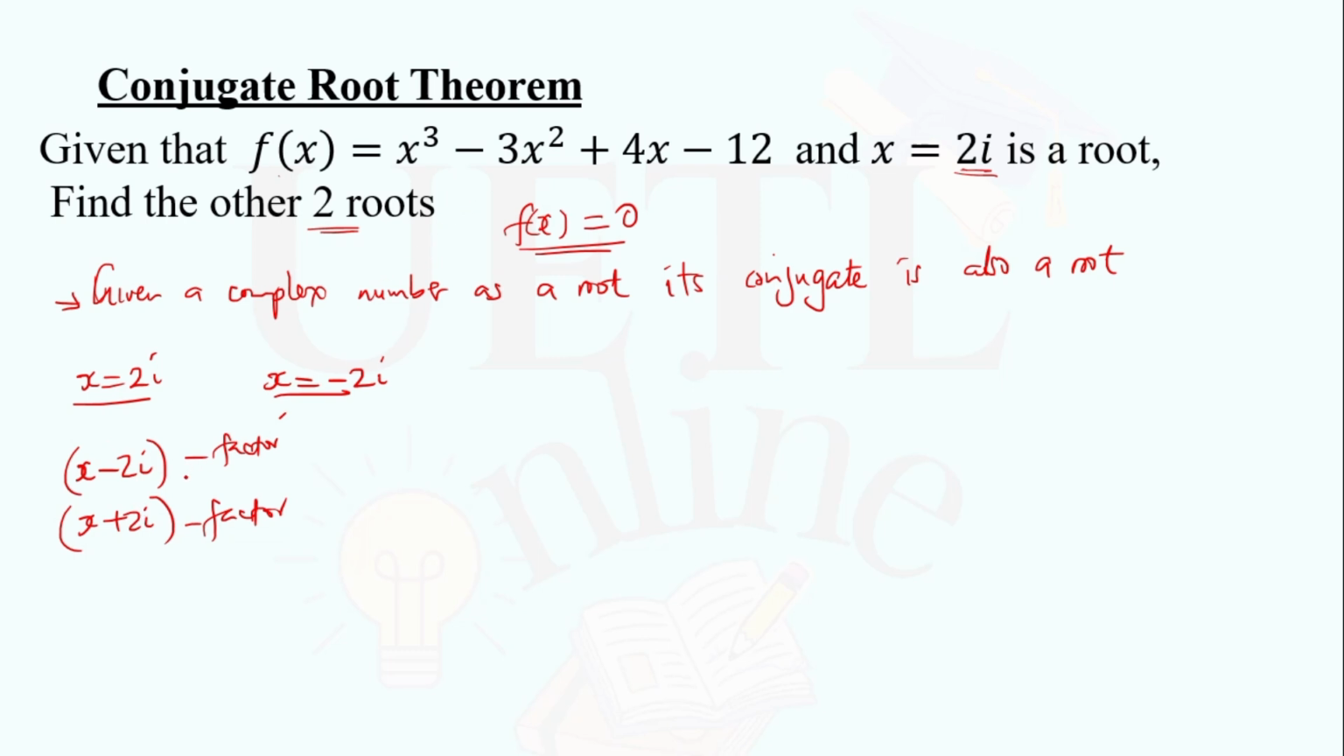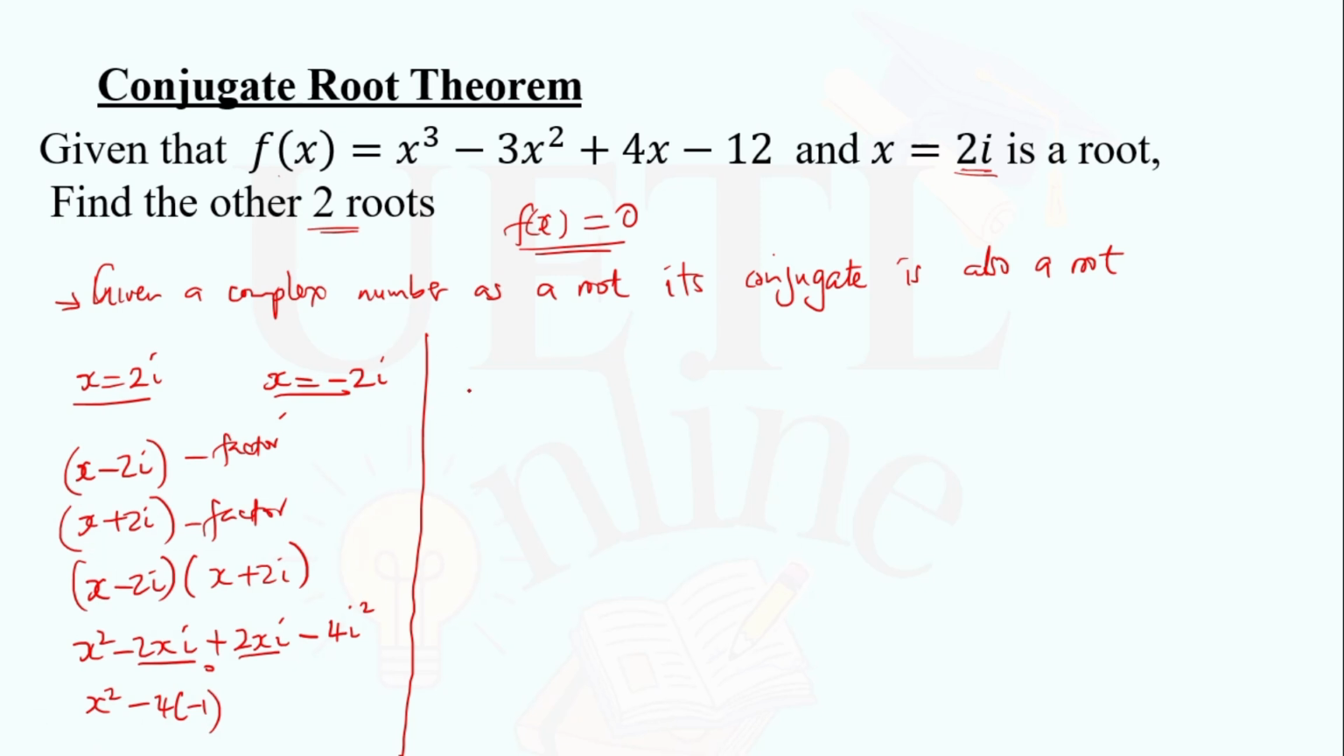So we're just going to say x minus 2i multiplied by x plus 2i. In this case, we get x squared, then minus 2xi, then plus 2xi, then minus 4i squared. Working this out, we have x squared, and minus 2xi plus 2xi gives us 0. We're left with minus 4i squared, and i squared is minus 1. So we're left with the function x squared plus 4. This is a factor of this function.